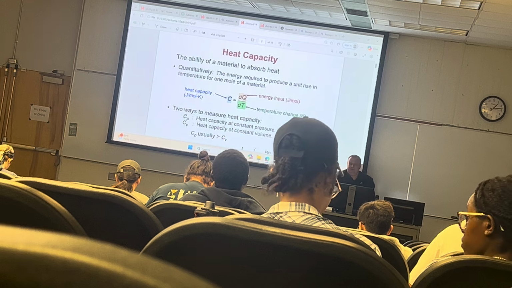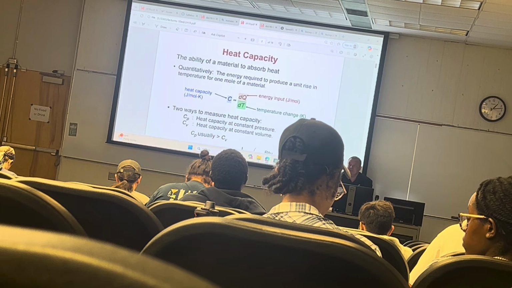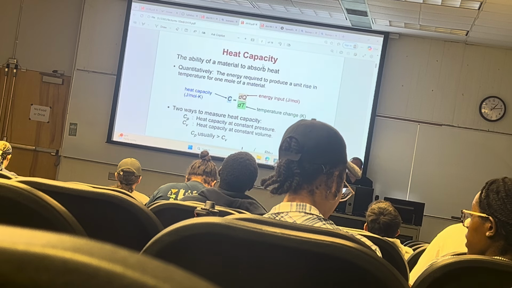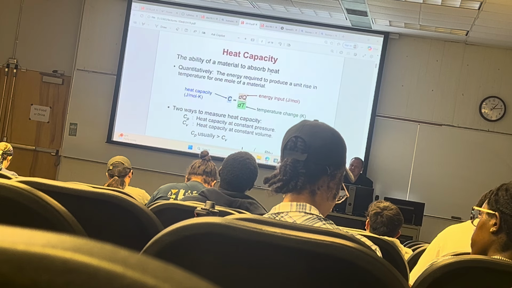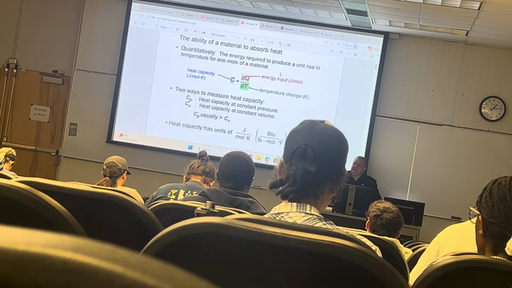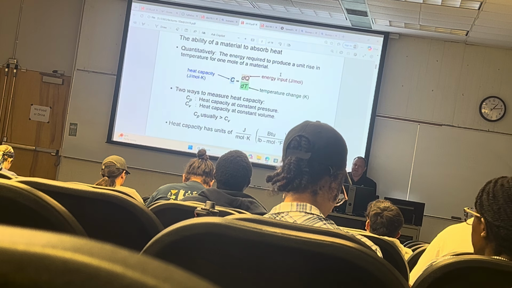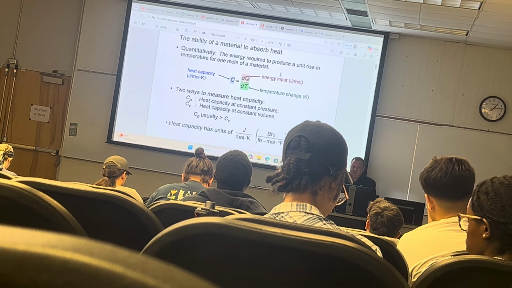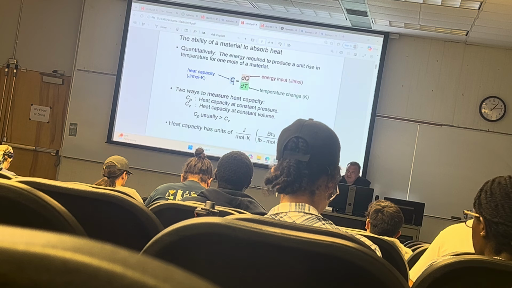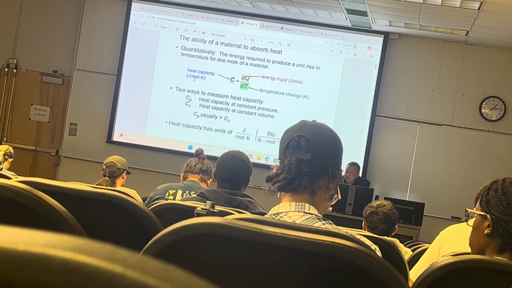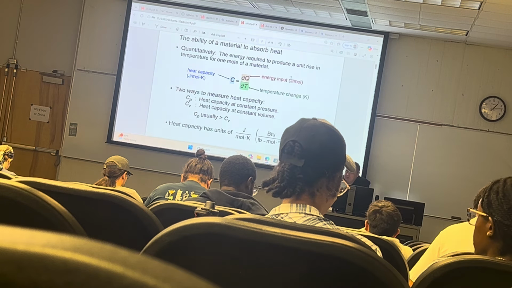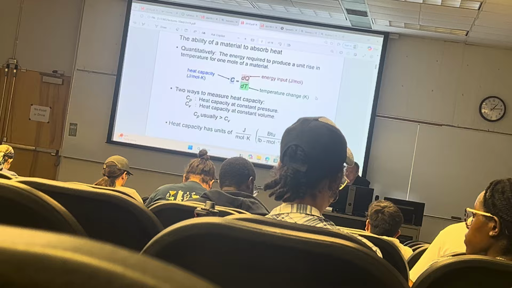Okay, and you're gonna talk about it in other classes, but the first property of a material is called heat capacity. It's the property that allows material to absorb heat. And quantitatively, it's the energy that's required to produce a rise in temperature for 1 mole of material. It's noted by the letter C. Heat capacity is measured in joules per mole per Kelvin, and it's equal to dQ over dT, where the energy input is in joules per mole and the temperature change is in Kelvin, absolute temperature.